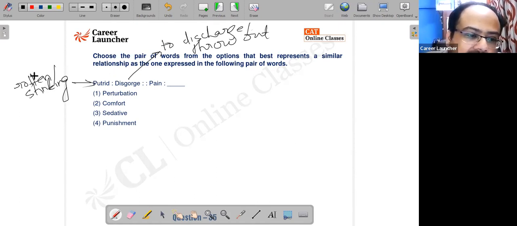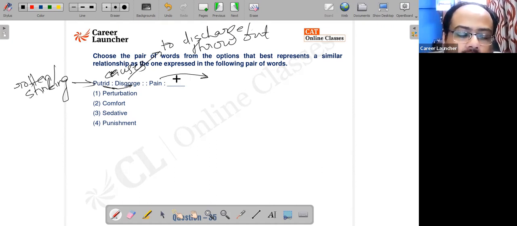So something that is rotten or stinking causes disgorgement. What I'm saying is putrid leads to disgorge. Disgorgement happens because it is putrid. So now what I'm looking for is what does pain lead to? Anyone? What is the result of pain? The result of putrid is disgorge. What is the result of pain out of these four options?